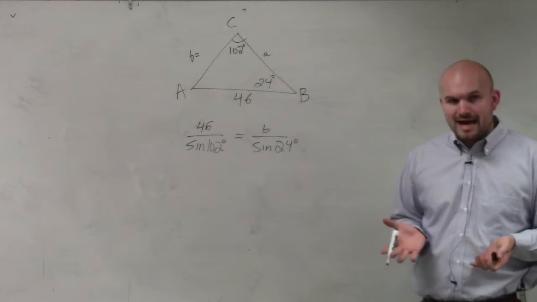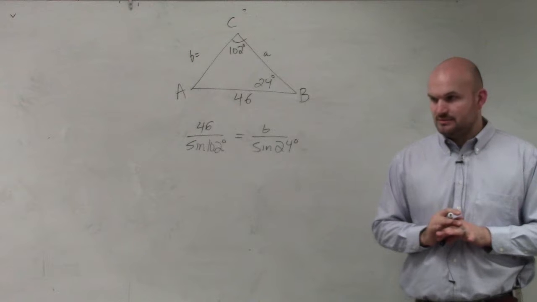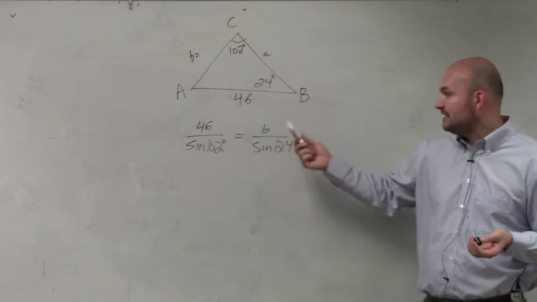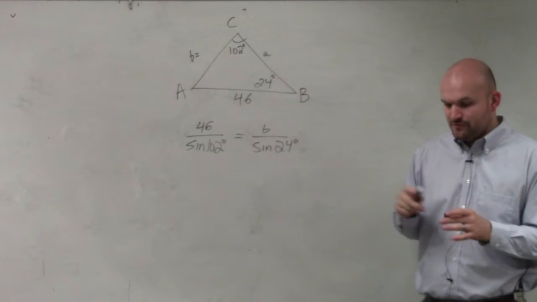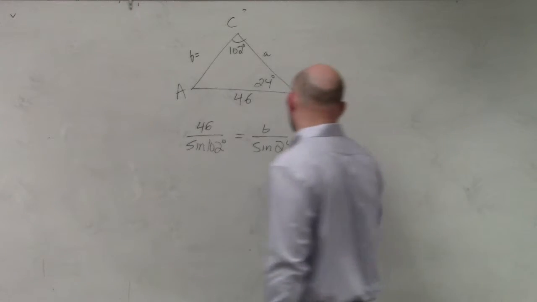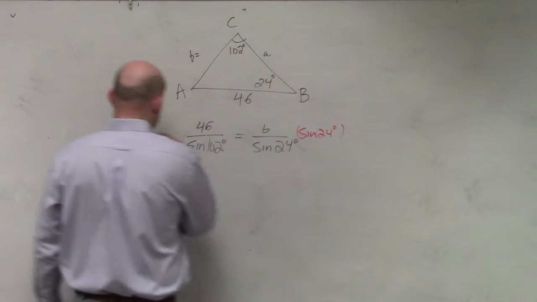Great. Now, I would prefer to stay away from the words cross multiply. I do not like cross multiply. We don't need to cross multiply. Guys, if you're trying to solve for B and you're dividing by sine of 24, all we have to do to undo dividing by sine of 24 is to multiply by sine of 24. You don't need to cross multiply. Just multiply by the sine of 24 degrees on both sides.